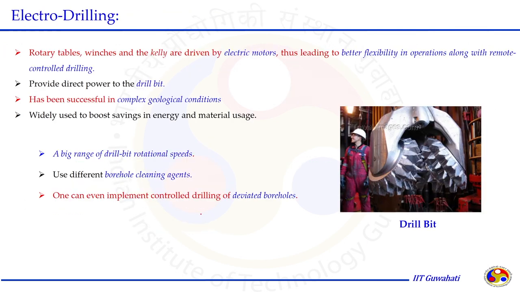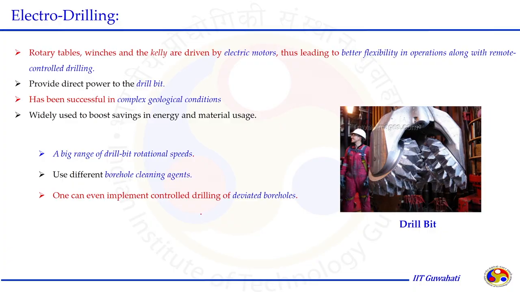So the next drilling is electro drilling. In this electro drilling, electric power is used to move the rotary components of the drilling rigs. So the rotary table, winches and the kelly are driven by electric motors. Thus, they provide better flexibility in the operation along with remote control drilling. So we don't need to be at the site itself, we can even remotely control the operation.